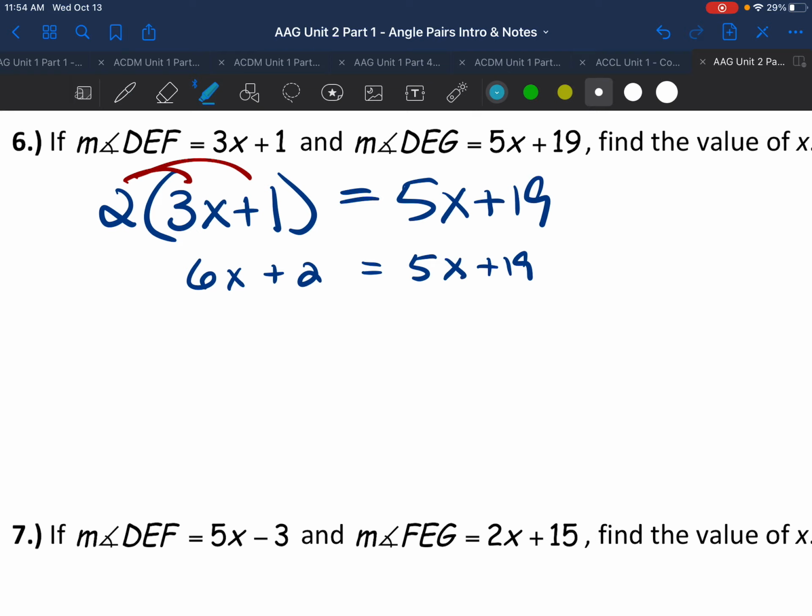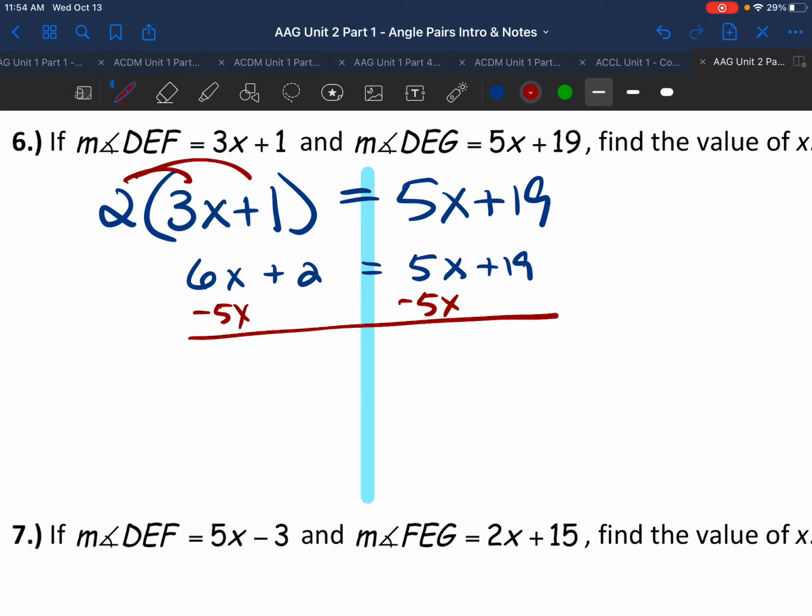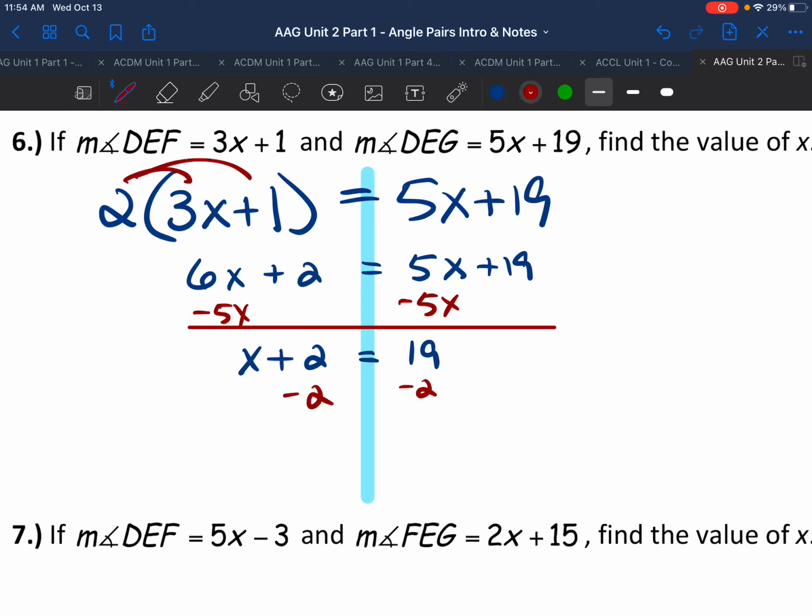I'm going to continue to remind you guys to keep your equal signs lined up and work nice and neat and organized. Let's see, how am I going to start this? So I'm going to subtract my 5x. I'm going to put that under here. I'm going to carry down my work. So that's going to be x plus 2 equals 19. My last step is going to be to subtract 2. And that's going to get us to our final answer for x. X is 17, we believe.